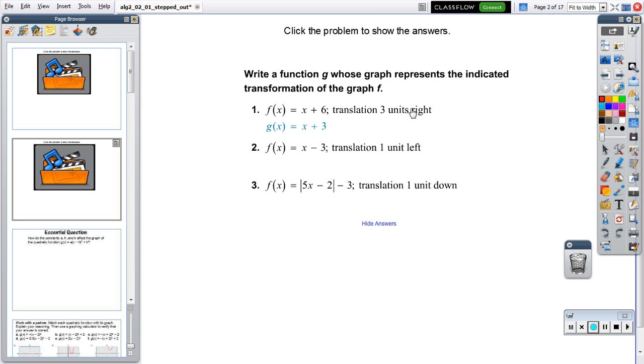So what do you think number 2 would be? f of x equals x minus 3, and we want to write g of x where we take f of x and translate it 1 unit to the left. We would add, yeah, which would leave you x minus 2.